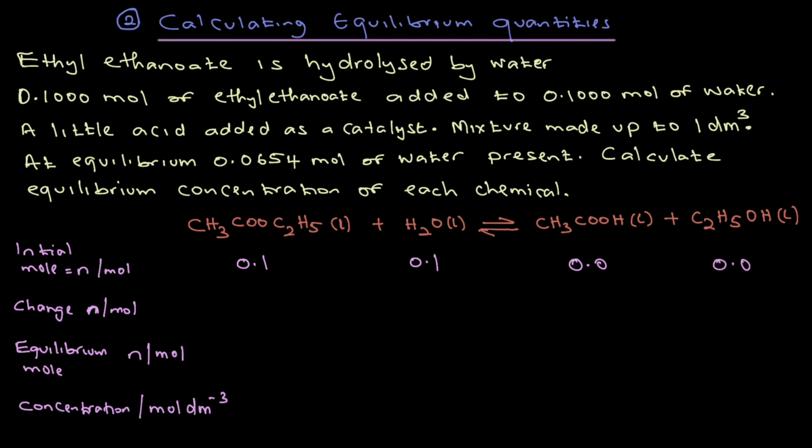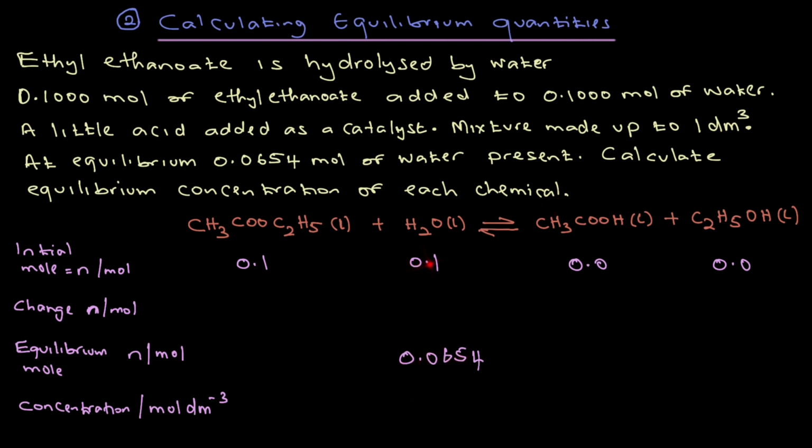Also, we have at equilibrium 0.0654 mole of water. So at equilibrium, the mole of water is 0.0654. Now the question says, calculate the equilibrium concentration of each. Now we know the changes in the water.